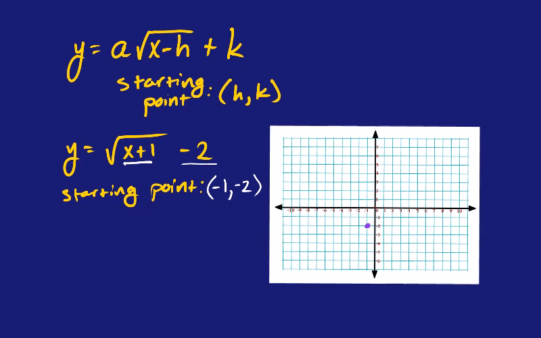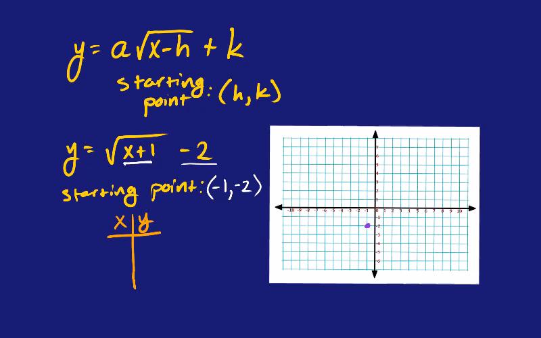To figure out the rest of the points, basically what you want to do is pick x values, probably 2 more x values I would ask. Pick 2 more x values that will allow you to make perfect squares. So if you look underneath the radical, it's x plus 1. So think about a number that you could plug in for x that when you plug it in, it would create a perfect square.